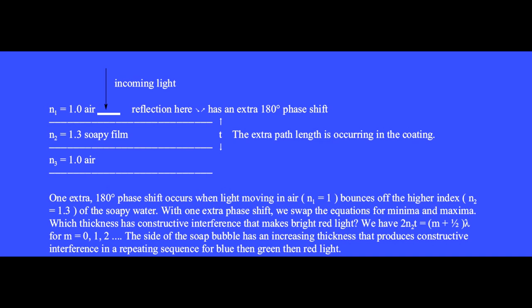The incoming light is moving through air. We have n1 equals 1.0. This light bounces off a higher index, n2 equal 1.3. When bouncing off this higher index, the reflection has an extra 180-degree phase shift. At the n2 and n3 interface, no extra phase shift occurs. With a total of one extra phase shift, we swap the equations for minima and maxima. Which thickness has constructive interference that makes bright red light? We have 2 n2 t equals m plus a half lambda for m equals 0, 1, 2, 3, and so on.